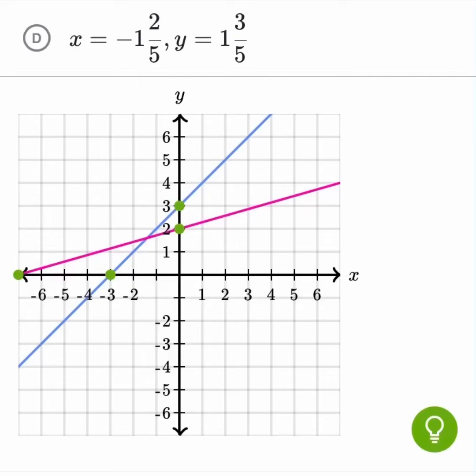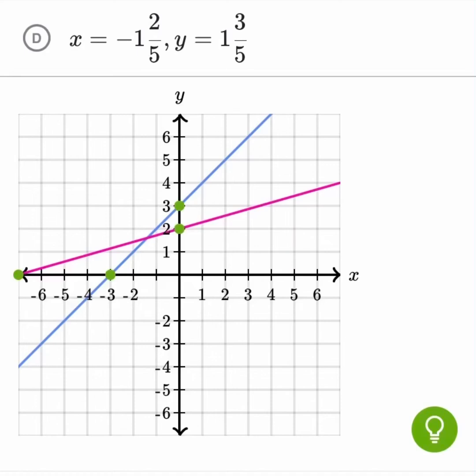As mentioned before, our answer is going to be an ordered pair. So let's find the x-coordinate of our ordered pair. As you can see, the intersection occurs somewhere between negative 1 and negative 2. So as we look at the answer choices, there's two options that make sense. Both of them are negative 1 and 2/5, since it's in between negative 1 and negative 2, not larger than.